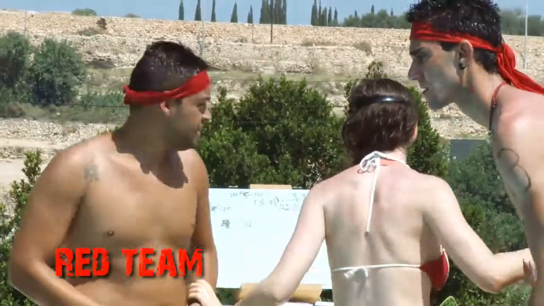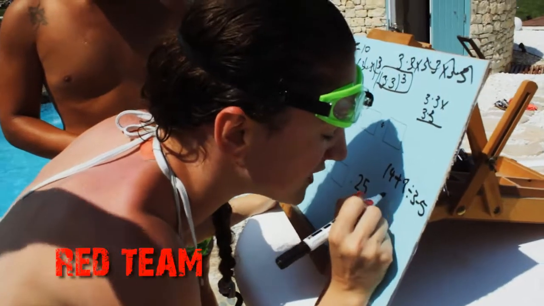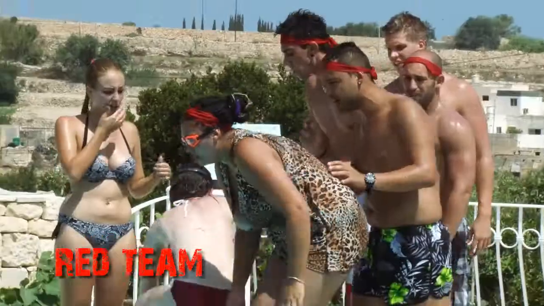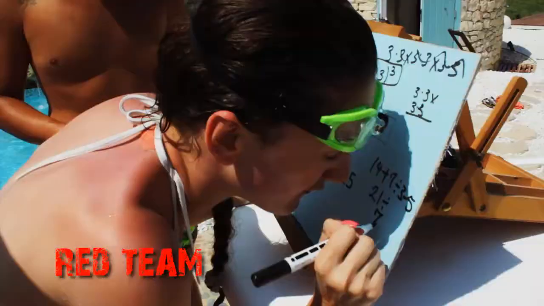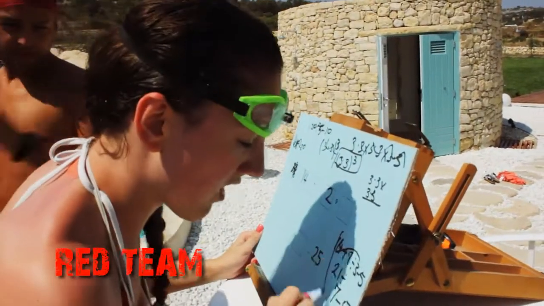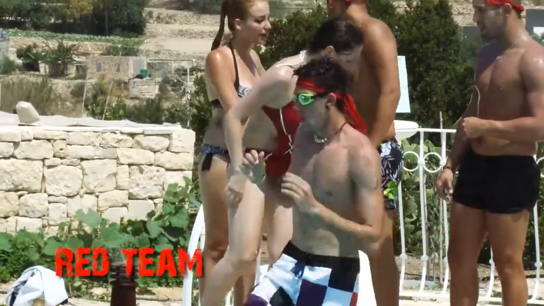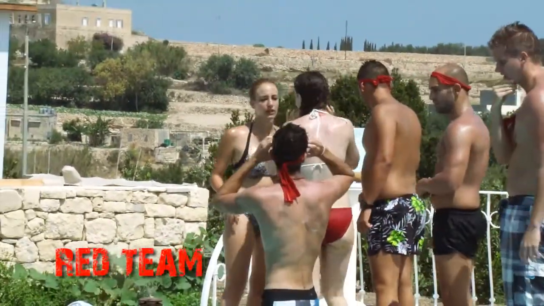14 plus 7, division by 3 minus 5. 14 plus 7 is 21. Division by 3, 7. 7 minus 5, 2. Then number 4, 2. Alright. The dog is fed, sorry. Don't drop them. Number 5. Yes, yes.